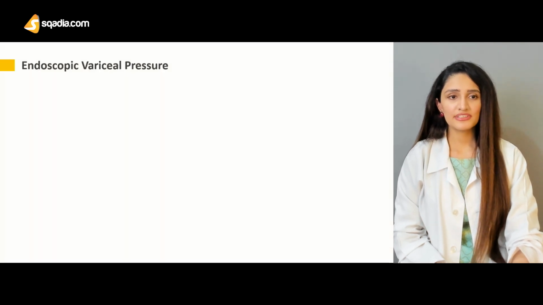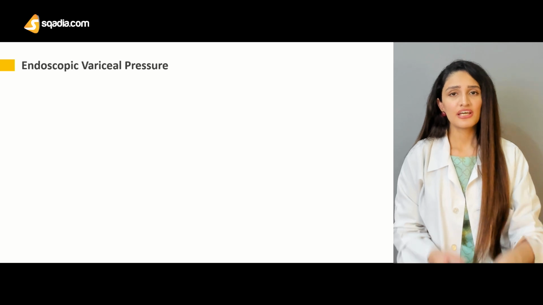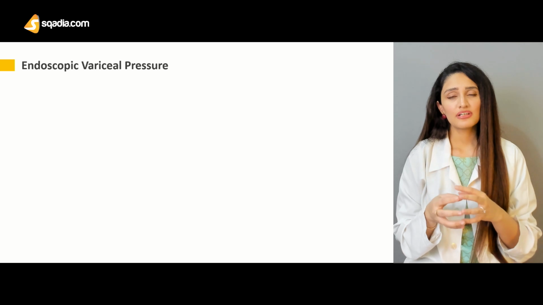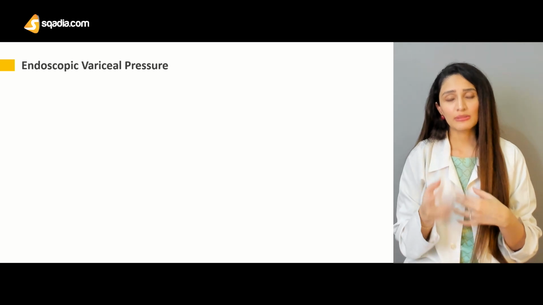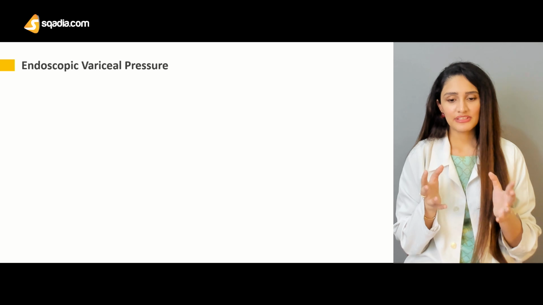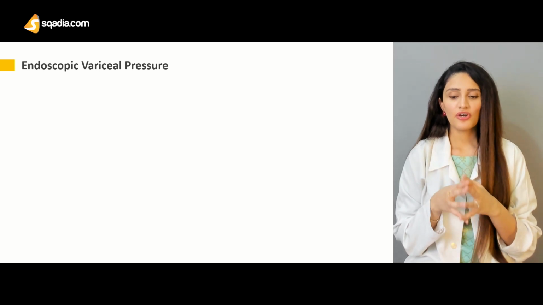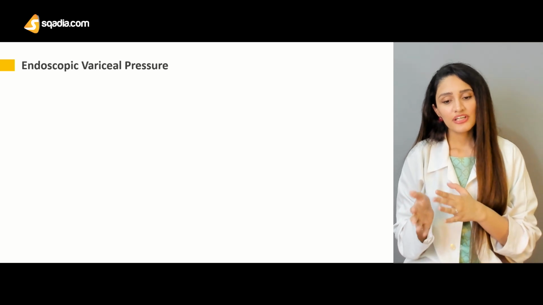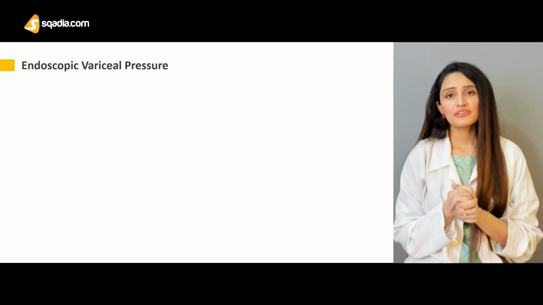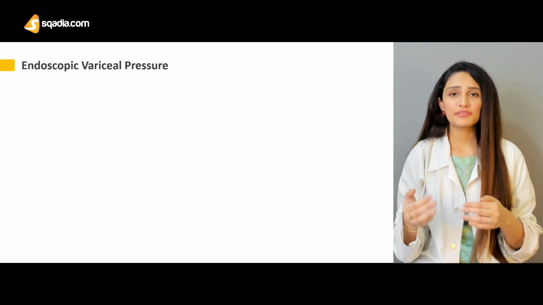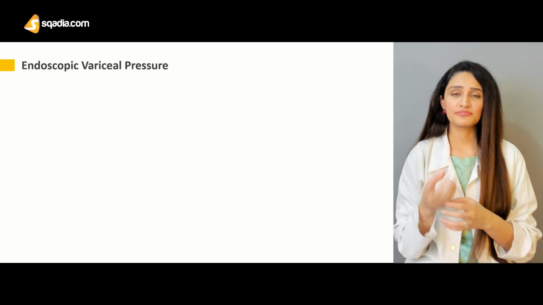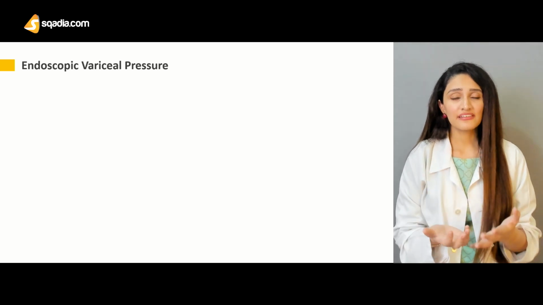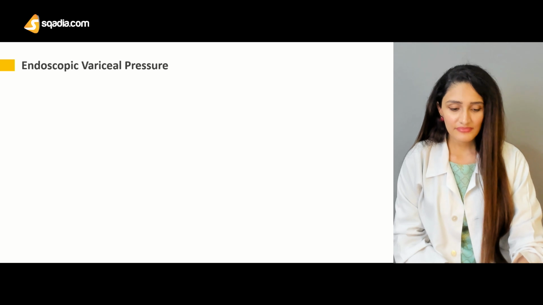If we talk about the endoscopic variceal pressure, as you all know, varices are very prone to bleeding and rupturing, and this usually occurs when the intravariceal pressure exceeds the strength of the variceal wall. When the pressure exceeds the pressure of the wall, it causes the varices to burst and rupture, and thus bleeding occurs within the esophagus.